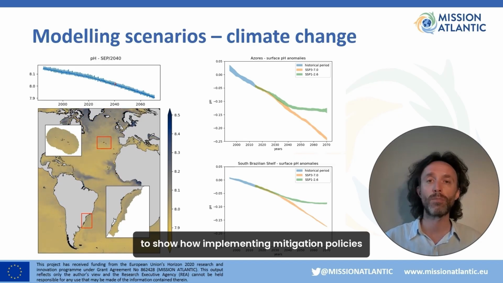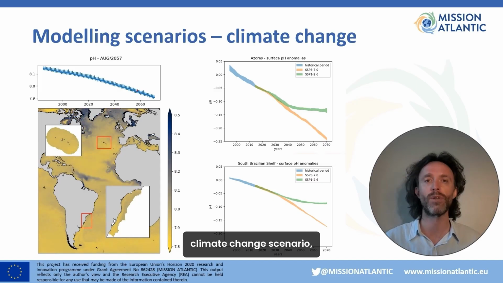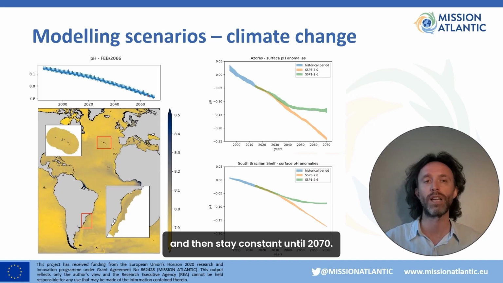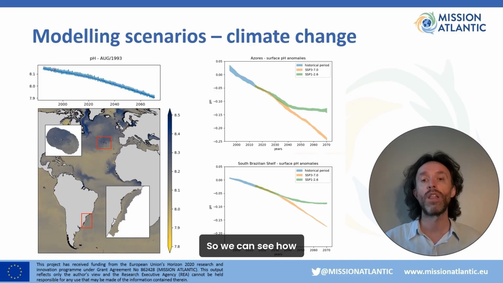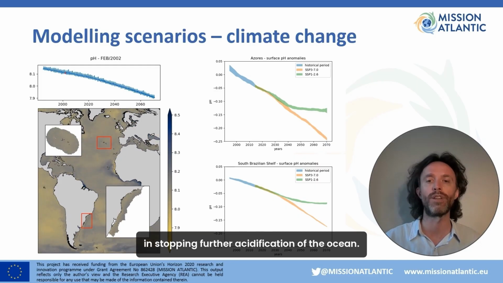And the model is also able to show how implementing mitigation policies that limit the emission of CO2, like in the SSP1-2.6 climate change scenario, the pH will stop decreasing by 2040, 2050, and then will stay constant until 2070. So we can see how these mitigation policies can be effective in stopping further acidification of the ocean.